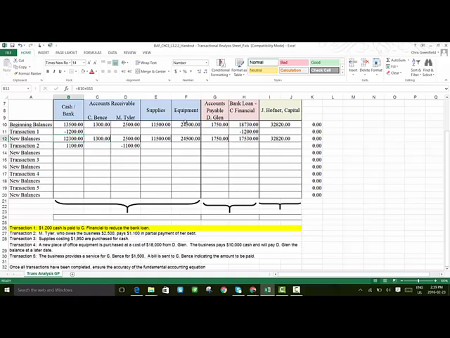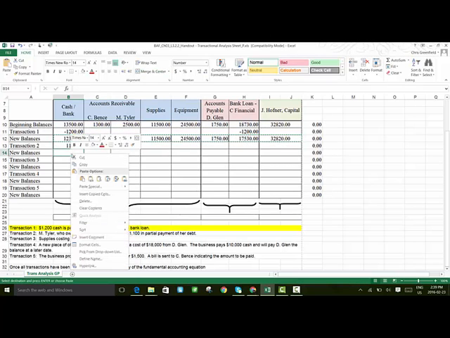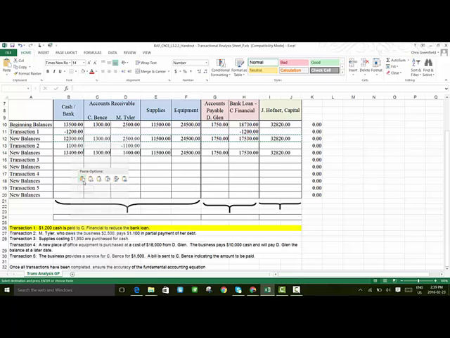So the next thing we're going to do then is go to our 12,300. We're going to hit our shift key and go over here to all our boxes. We're going to hit Control C or copy, and then go down to there and paste.